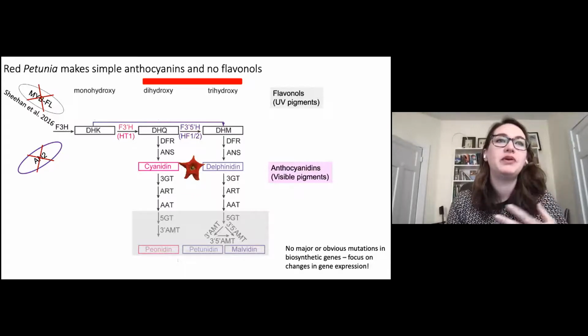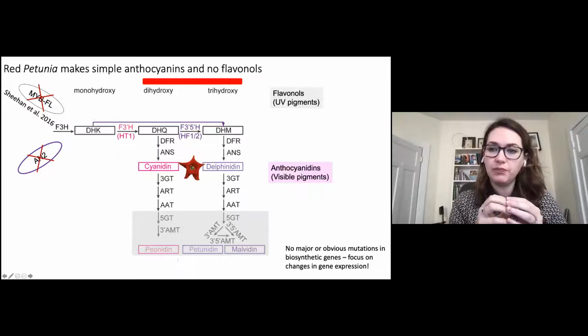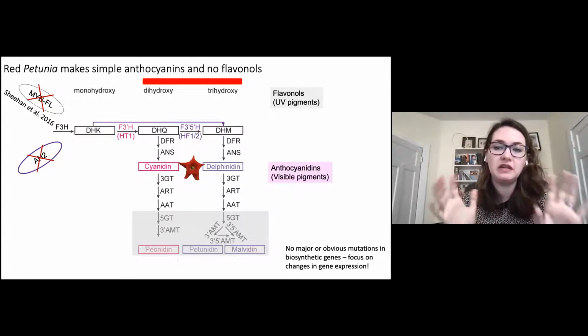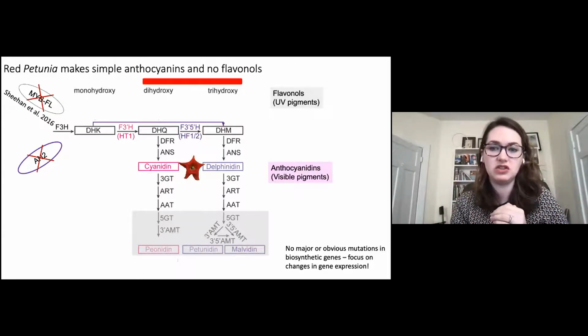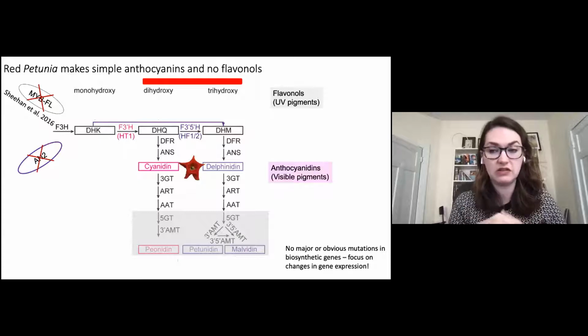So visually, where does that put Petunia exserta in the pathway? I've just put the flower here to show you where most of the pigments are. Going back to that flavonoid pathway, we looked at the coding sequences next of all of the biosynthetic genes in the pathway, and we compared Petunia exserta coding sequence to the sister species. We found no major or obvious mutations in the biosynthetic genes. So we focused our attention instead on changes in gene expression. So what about predictions there?